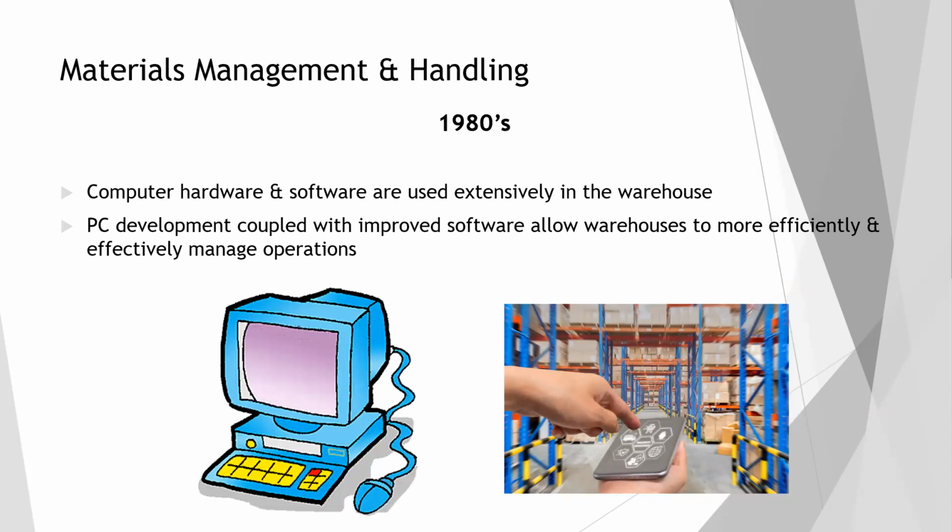In the 1980s, computer hardware and software started to be used very extensively in warehouses. This is when we started seeing warehouse management systems, yard management systems. And this was because the personal computer development, coupled with a lot of improved software, really allowed warehouses to more efficiently and effectively manage operations instead of doing everything by hand. Now we could utilize algorithms through computer programs and make everything work a lot quicker, a lot better, a lot faster.